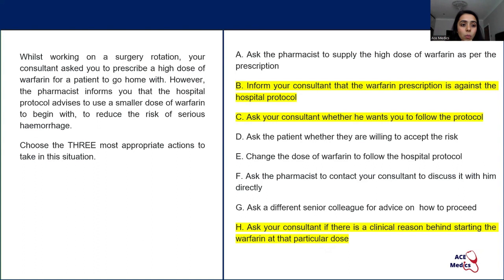So when you're working on a surgery rotation, your consultant has asked you to prescribe a high dose of warfarin for a patient to go home with. However, the pharmacist informs you that the hospital protocol advises to use a smaller dose of warfarin to begin with to reduce the risk of serious hemorrhage. Okay, so choose the 3 most appropriate actions to take in this situation.